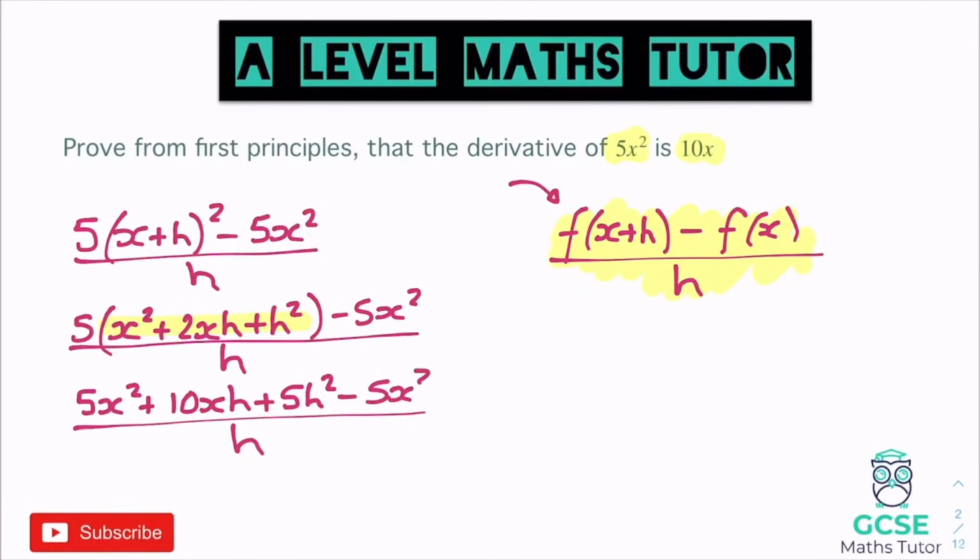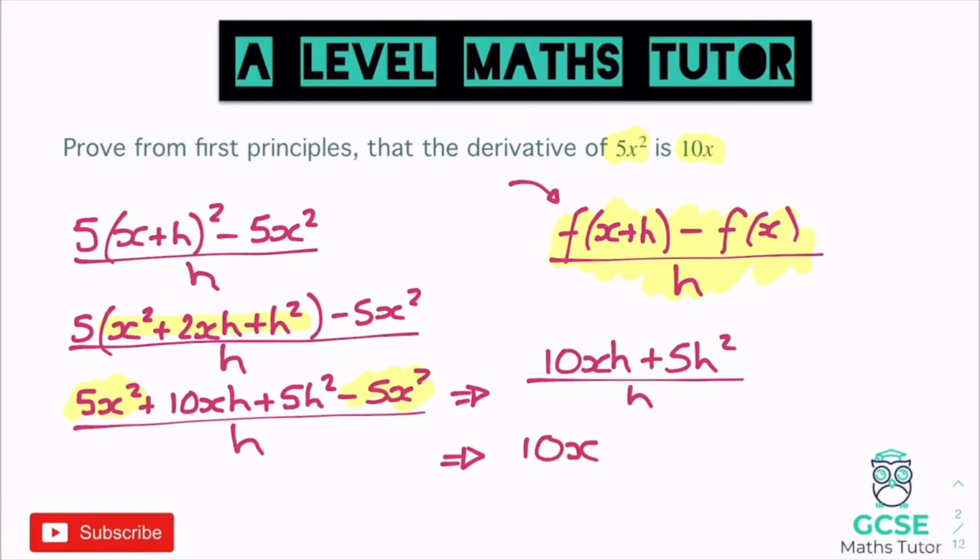Okay, so we've got 2 pieces that cancel each other out. They've got the 5x squared and the minus 5x squared. So if we get rid of those, what have we got left? We'll have 10xh plus 5h squared all over h. We can divide the top and bottom by h there. So the h will disappear off the 10xh, so we get 10x. One of the h's is going to disappear off the 5h squared, so 5h. And there we go, there's our final piece.